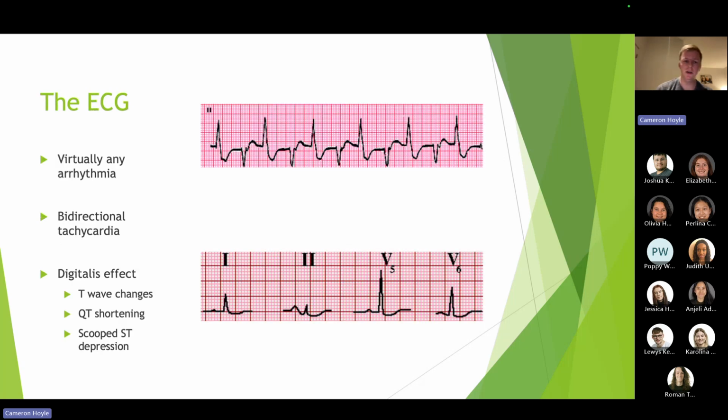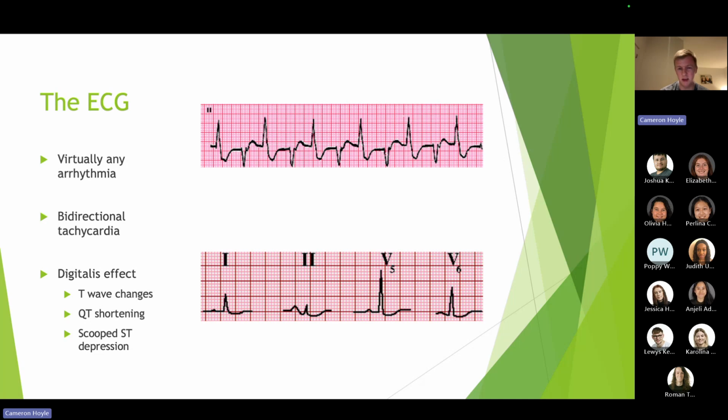ECG is really, really important. Particularly with digoxin, it can cause virtually any arrhythmia. You'll see in the textbooks about this digitalis effect. It's really not very common at all. They describe it as a reverse tick sign with this inverted T wave when you shorten QT and this ST depression. But I've never seen it. They will just have any arrhythmia.